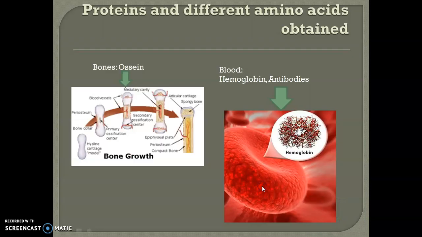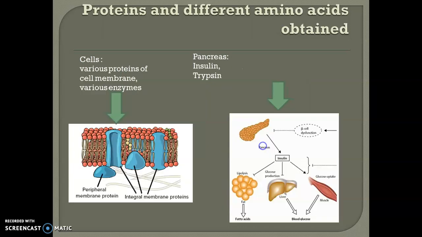Then we have proteins in bones, which are called ossein. As you can see from the diagram, it helps in the growth of the bones, and in its absence a person suffers from bone disease. Then proteins in the blood are in the form of hemoglobin. You know hemoglobin very well. It is the oxygen carrier in our blood, and proteins also produce antibodies.